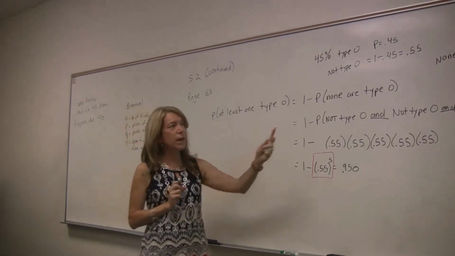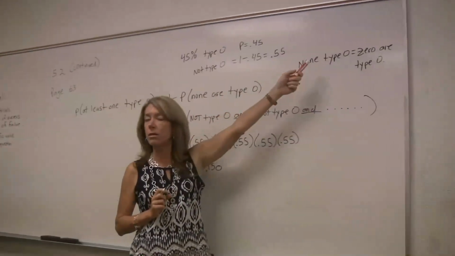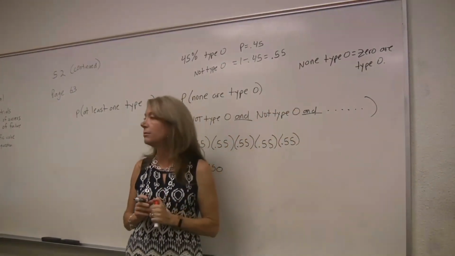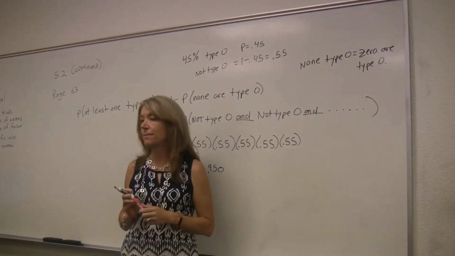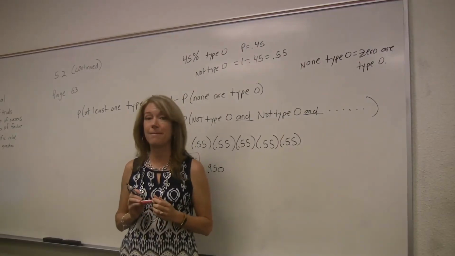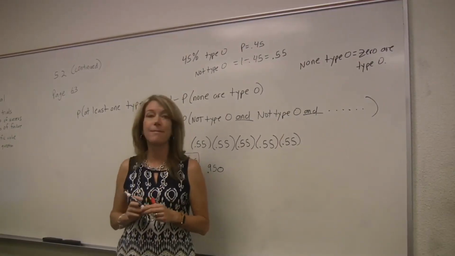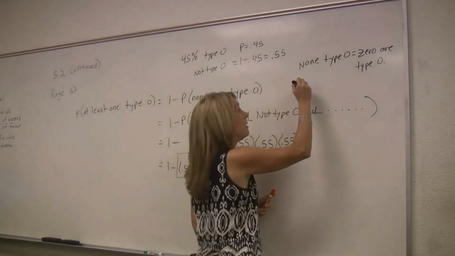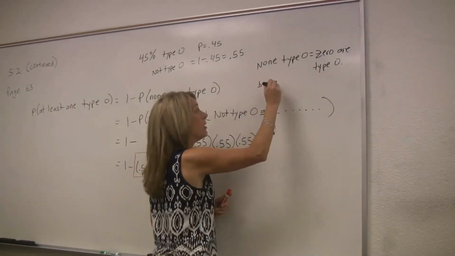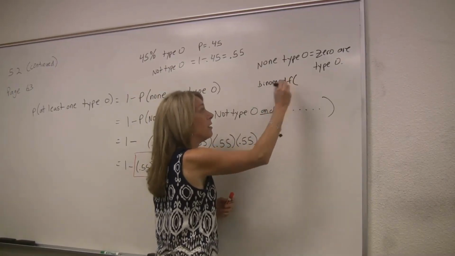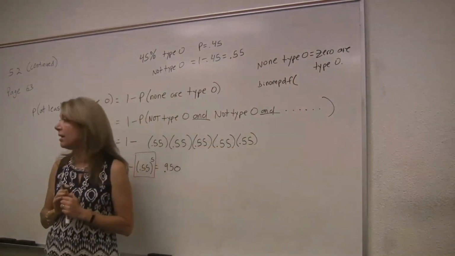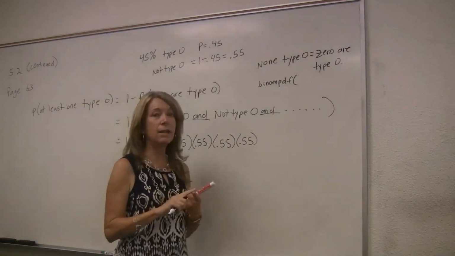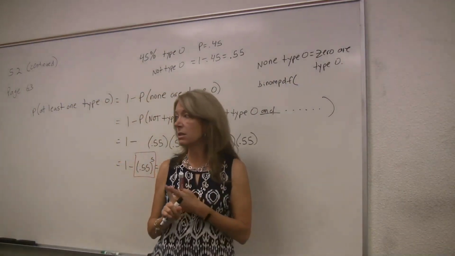So what's another way to find this using binomial? If I want the probability that 0 of them are type O, did you use CDF or PDF? I'd use PDF, because I'm talking about a specific point. Binomial PDF. And what would I put in there? An N comes first, so what's N in this case? 5.